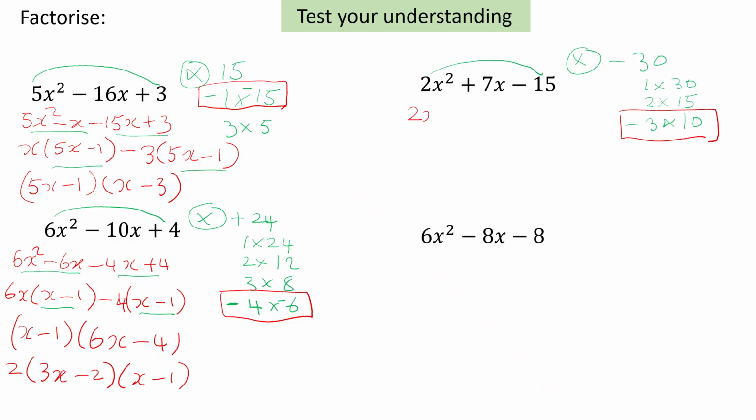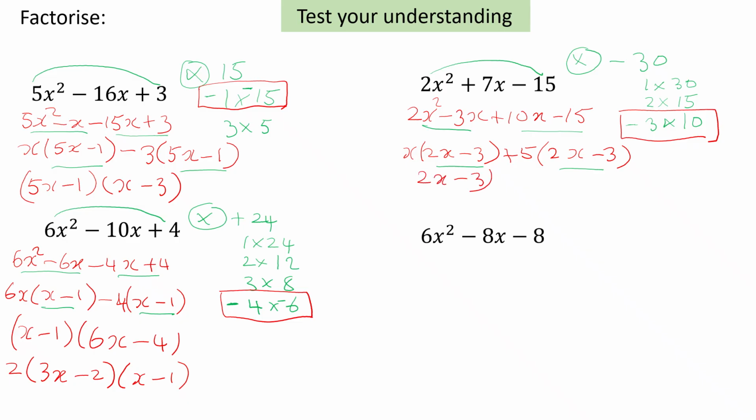So 2x squared minus 3x plus 10x minus 15. Factorize this one: x times (2x - 3) plus 5 times (2x - 3). So 2x minus 3 is common to both terms. (2x - 3) times (x + 5).